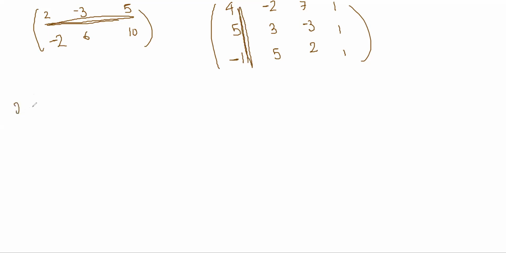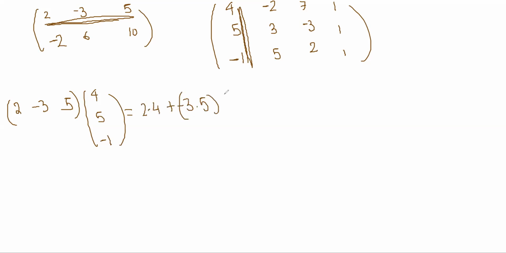So what is this? 2, -3, 5 is a vector, and this is my vector. This is a row vector, this is a column vector. To take the dot product, it becomes 2 into 4 plus, minus 3 into 5, plus 5 into minus 1. So this becomes 8 minus 15 minus 5, 8 minus 20, so minus 12, right? So you get minus 12 into x.